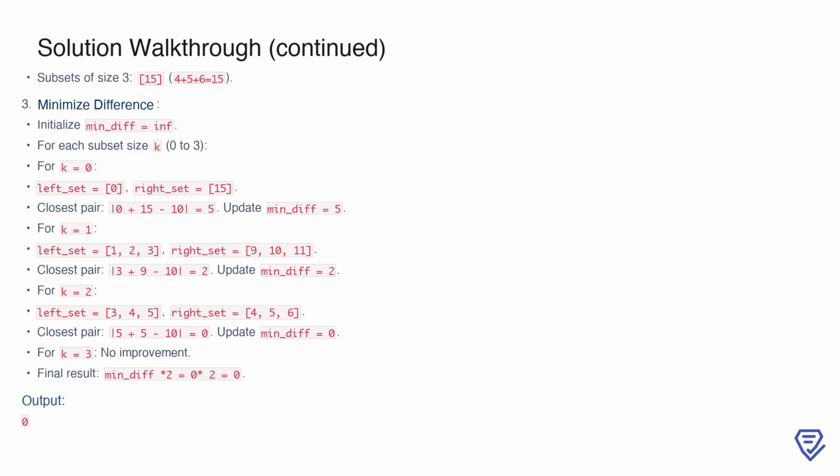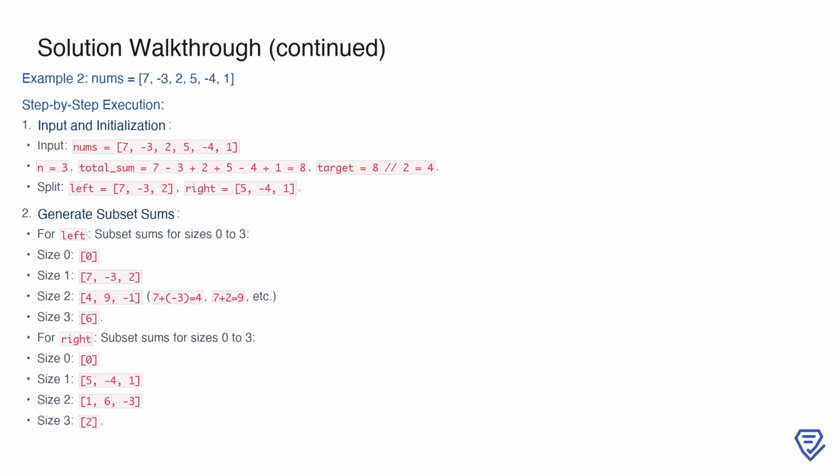For k equals 2, subsets of size 2 are evaluated, left_set equals [3, 4, 5], and right_set equals [4, 5, 6]. The pair with the smallest difference gives |5 + 5 - 10| equals 0, and min_diff is updated to 0. At k equals 3, no better difference is found. Ultimately, the smallest possible difference is doubled to give the final result, which is 0.